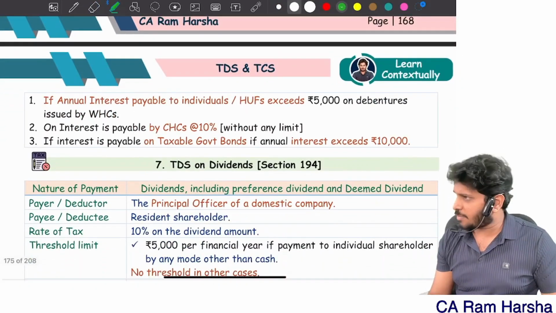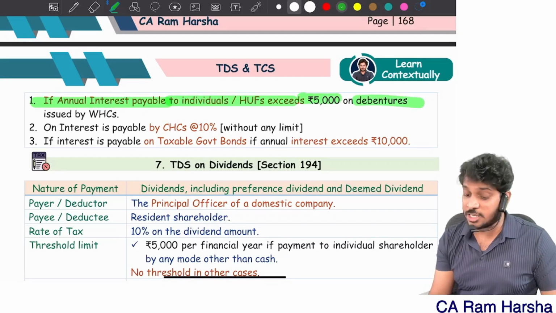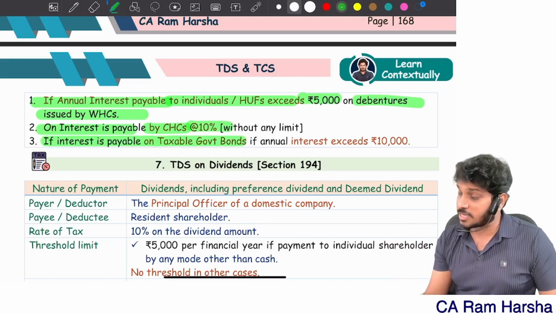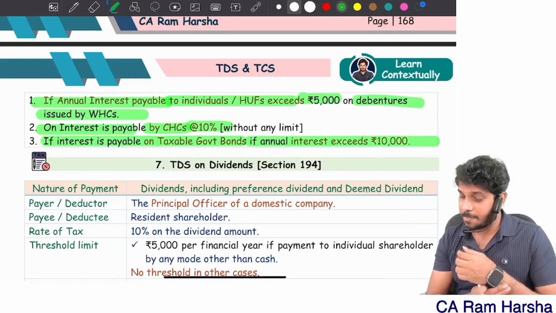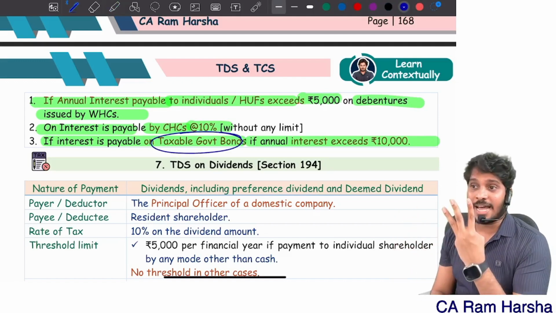TDS at 10% will apply if annual interest payable to an individual or HUF exceeds 5,000 on debentures issued by a widely held company. On interest payable by a closely held company, straight 10% without limit. Interest payable on government bonds, if annual interest is exceeding, taxable government bonds. That's why I use the word very clearly. Taxable. What are the taxable government bonds?